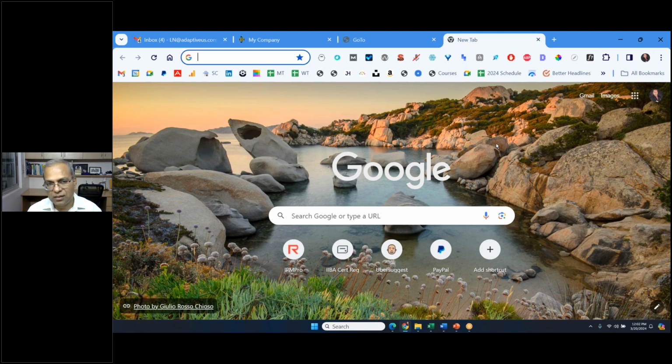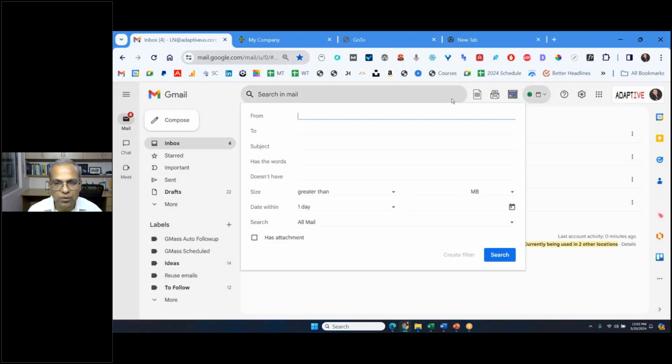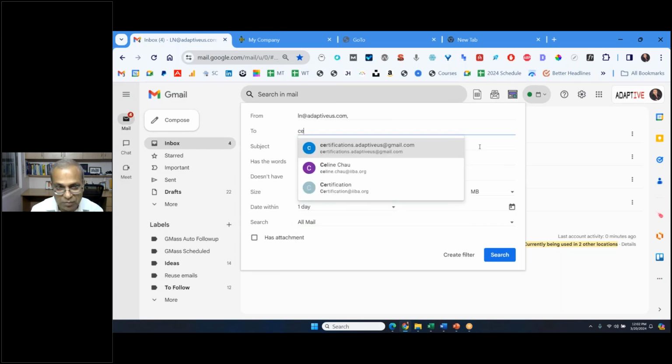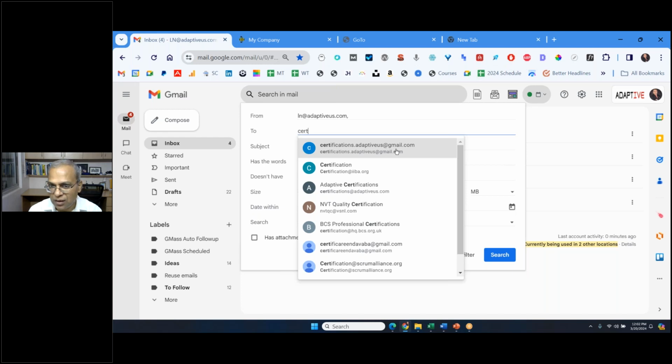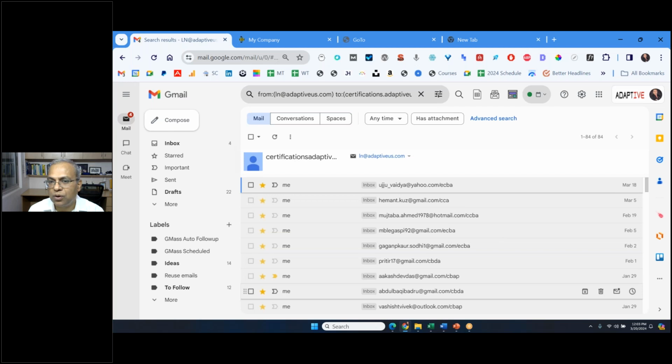Then we figured out that we anyway are tracking certified students through one simple means. What we do is we send one email to one email ID, which is called certifications.adaptiveus@gmail.com. Whenever we get to know a student who has completed certification, one of us will send an email to this particular email ID. So this data is already residing in our email system.